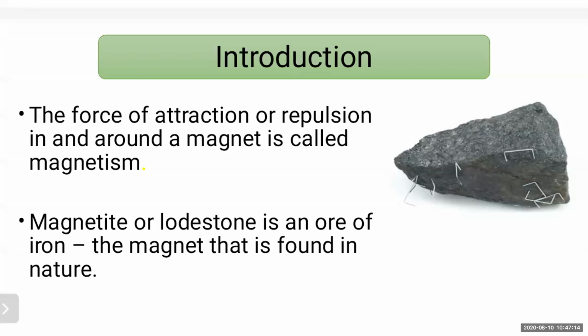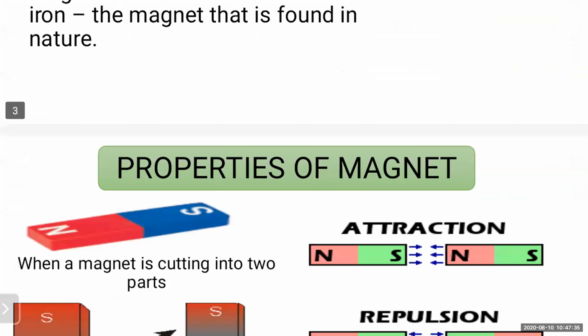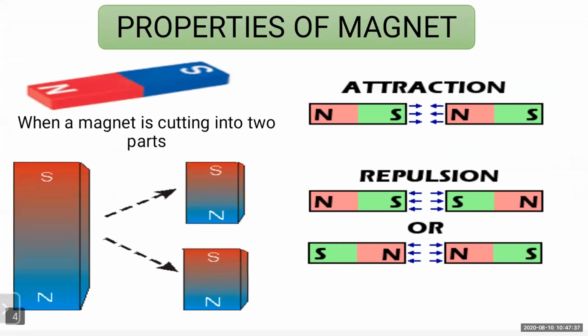So here look at that figure. It is the magnetite or lodestone, an ore of iron. So this is the magnet that is found in nature. So we are already aware about the magnet. So these are the properties of magnet. We know the magnet has two poles, that is north and south pole. Okay, so this is the north and south pole.